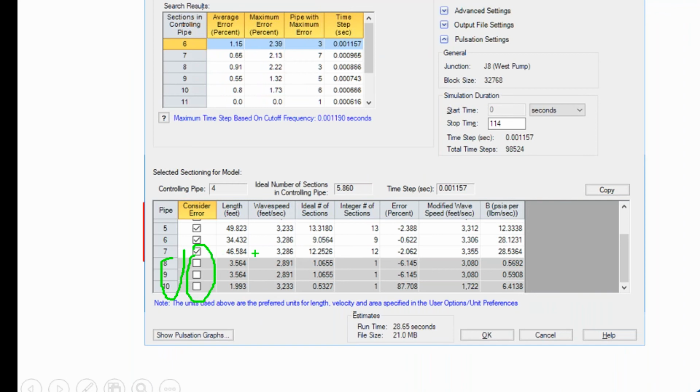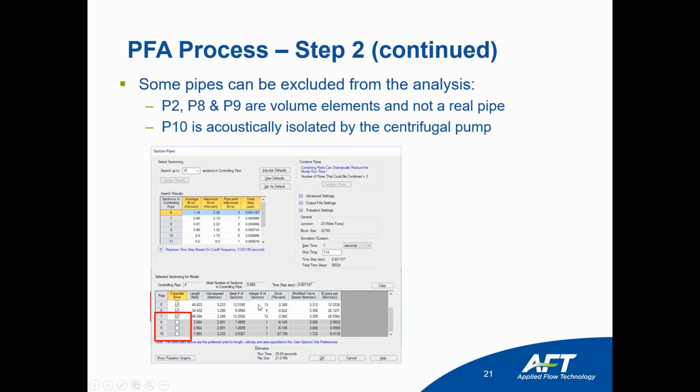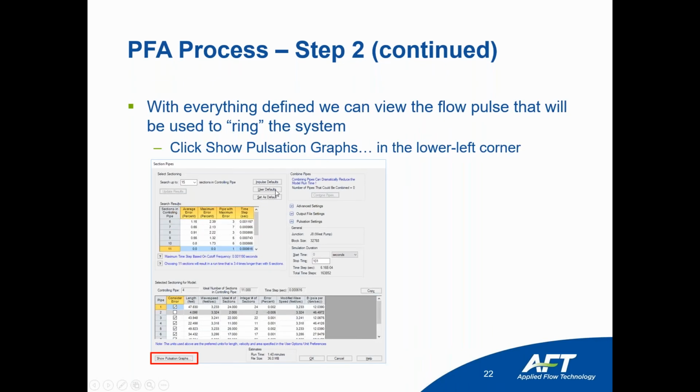So now the pipes are sectioned after the pulsation setup is defined. This is done by Impulse, the same as any normal transient analysis done by Impulse. The pulse cutoff frequency will determine a maximum step and the minimum number of sections of the controlling pipes.